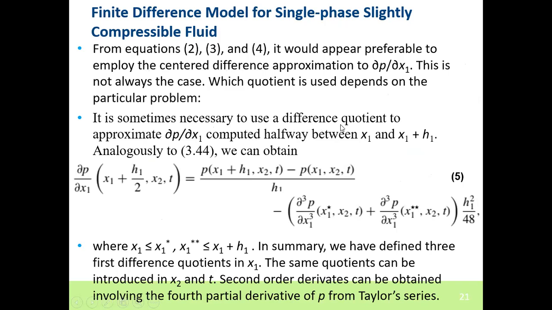It's sometimes necessary to use the difference quotient to approximate the differential computed halfway between x1 and x1 plus h1, and that is what is illustrated here. But the quotients are similar. In summary, we have defined three different difference quotients in x1. The same quotients can be introduced for x2 and x3, and the second order derivatives can be obtained involving the fourth order derivative of P from the Taylor series.